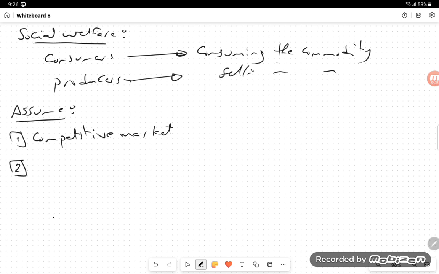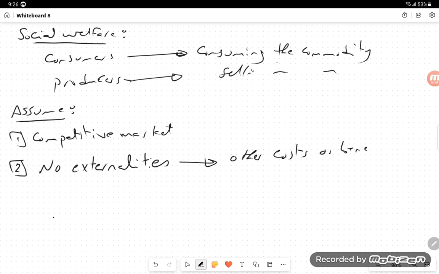Number two, there are no externalities in this market. Or in other words, there aren't any other costs or benefits outside this market, or in other words, there isn't any additional cost or benefit to a third party other than the seller or the buyer of the commodity.